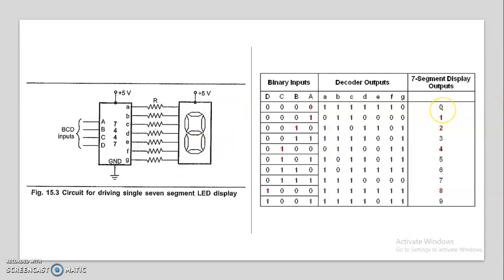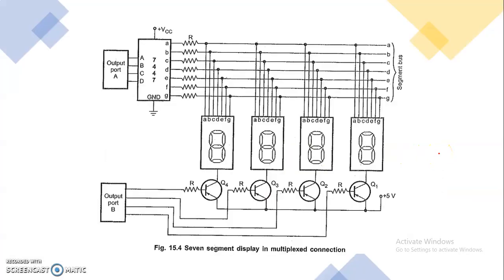If you want to display 0, then A, B, C, D, E, F have to be given high voltage and G alone has to be given low voltage. So when I give the input as 0000, automatically the output will be decoded. If I want to display 4, then the input for this 7447 should be 0100. This is what you will give, and automatically it will give the corresponding code to display 4.